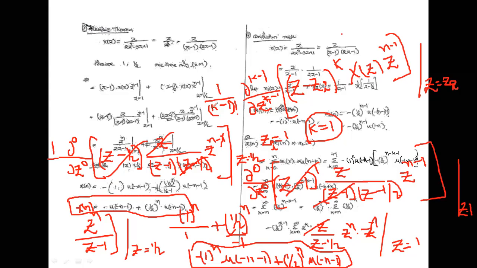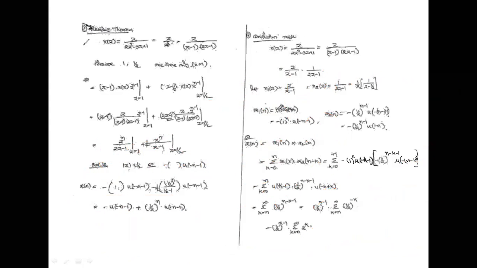So using this formula, 1 by (k minus 1) factorial ∂^(k minus 1)/∂z^(k minus 1) of (z minus zi) whole power k X of z, z power n minus 1, where z is equal to zi, you have to find x of n from the given function X of z by using the residue method. And the next one, the last method, the fourth method, the convolution method.